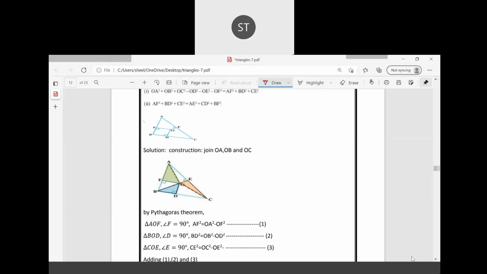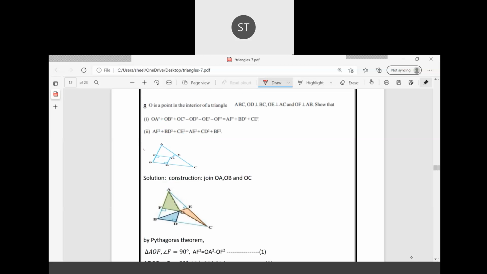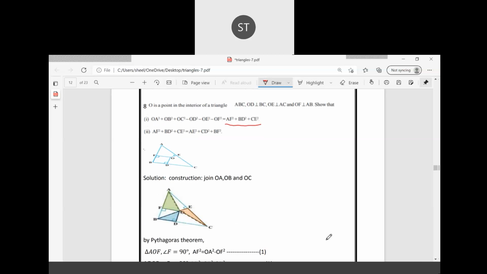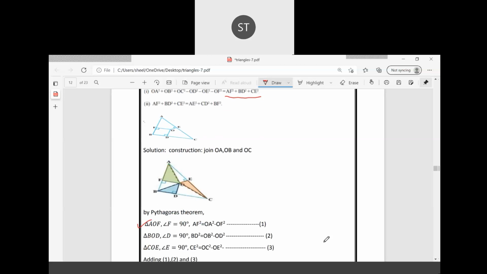Now for the first question, we have to take AF square plus BD square plus CE square. For that we are taking the respective triangles. AF means AOF, right? BD square means BOD. CE square means COE. So we are getting the respective triangles. Now we want AF square only, right? Similarly, BD square.